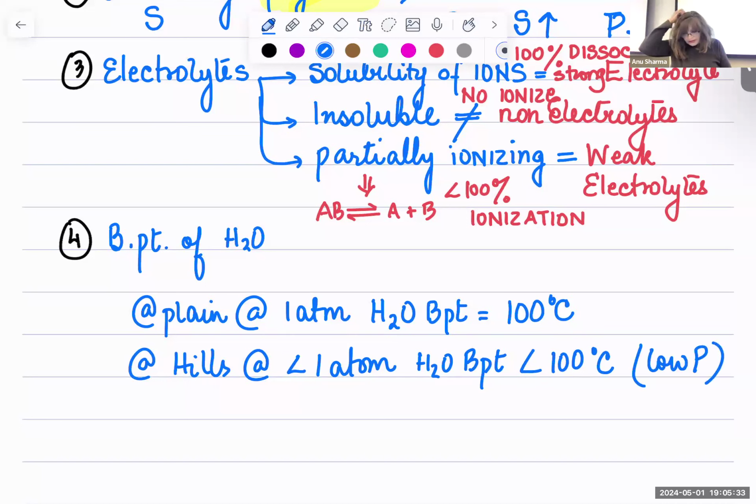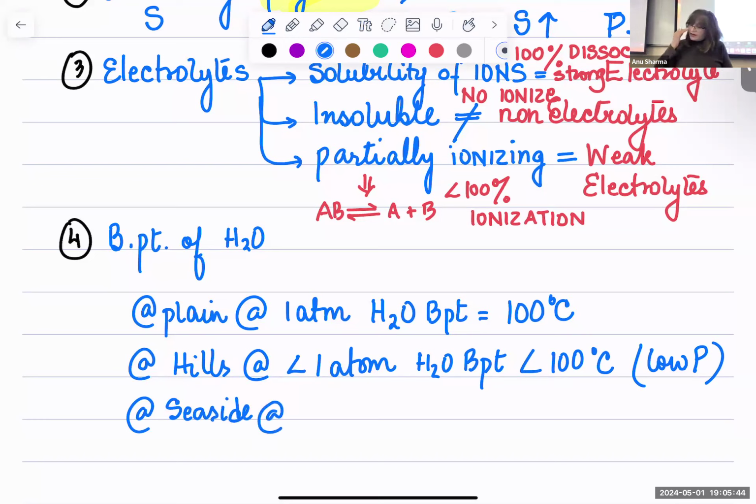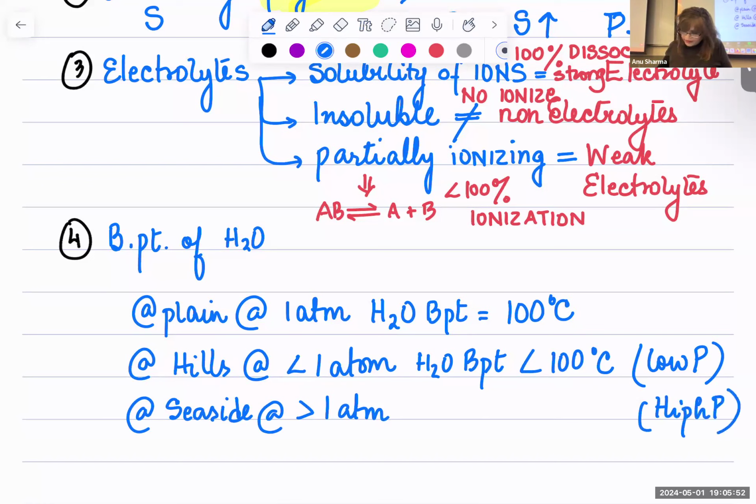But on the seaside, on the beaches, there is a heavier atmosphere. What happens at higher than 1 atm, high pressure? In that case, the water is going to boil at higher than 100. It will take the water a much higher temperature to boil.